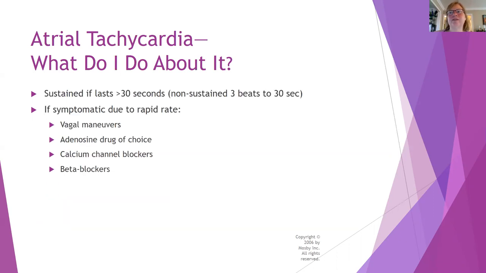So what do we do about it? If it lasts just 3, 4, 5 beats, or even up to 30 seconds, we call that non-sustained. And a sustained rhythm lasts more than 30 seconds. So if the atrial tachycardia is sustained and the patient is symptomatic because of that rapid rate, we may try to do a couple of things. And I showed this in class, vagal maneuvers. And you remember, nurses typically do not do those vagal maneuvers, although you may be part of supporting that process. And that helps the patient.